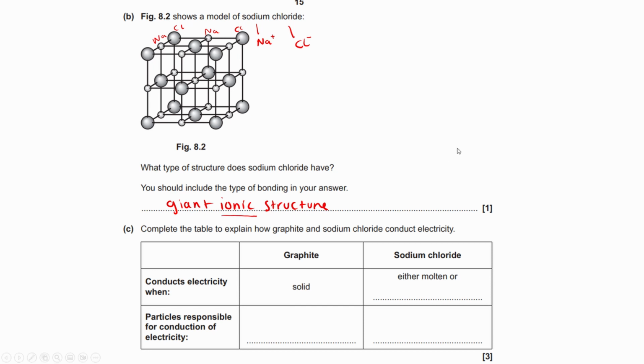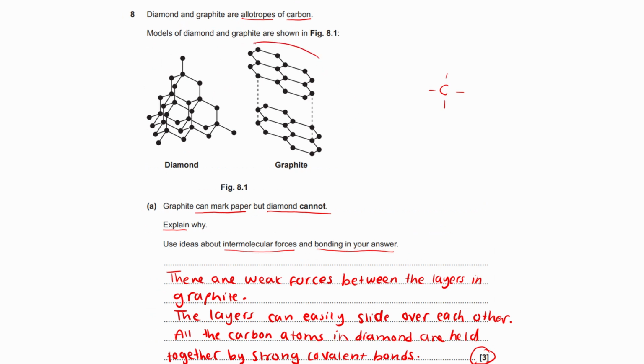And the last part, complete the table to explain how graphite and sodium chloride conduct electricity. So graphite can conduct electricity when solid. If you look back at the structure of graphite, remember we said there are free moving electrons, delocalized electrons, so it's not just bound in one place, it can actually move around within the structure, and therefore graphite can conduct electricity even though it's a solid because there are free electrons.